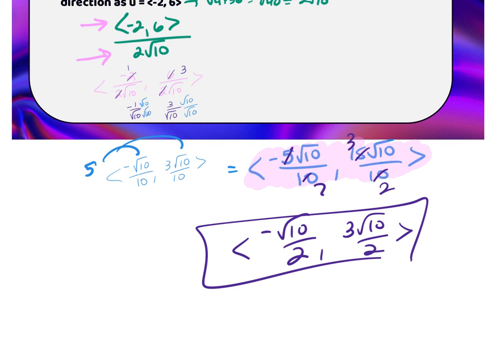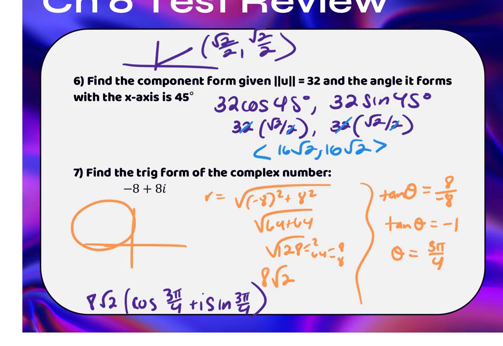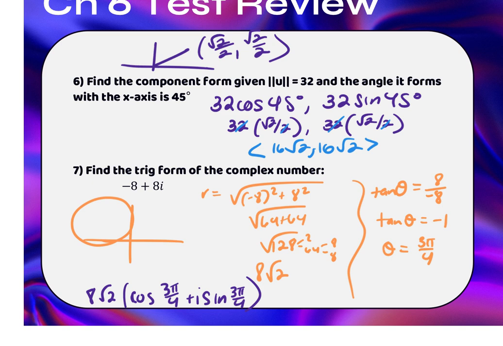Questions? Okay, keep working. All right, so 6 says find the component form given that the magnitude of u is 32 and the angle it forms with the x-axis is 45 degrees. So component form means we're going to multiply the magnitude by the cosine of the angle and then the magnitude times the sine of the angle. So 32 cosine 45 and 32 sine 45.